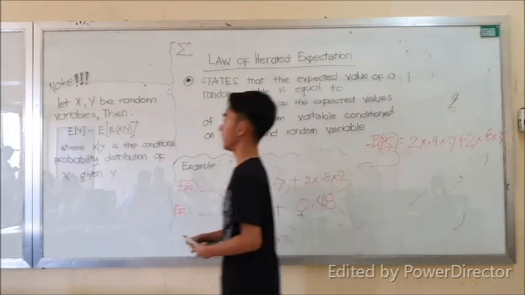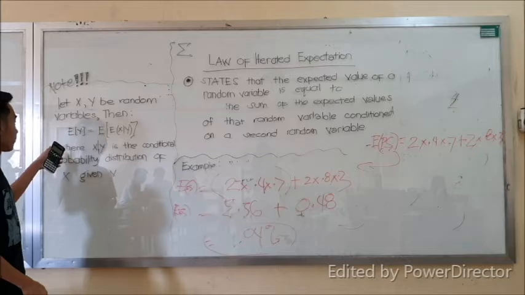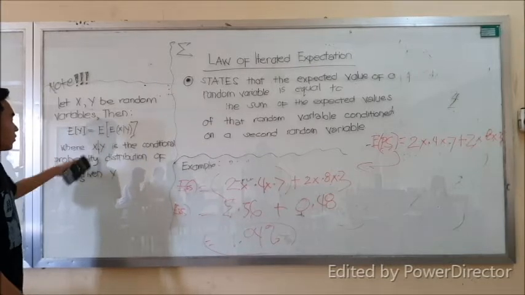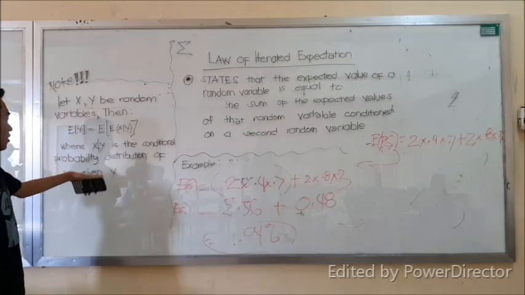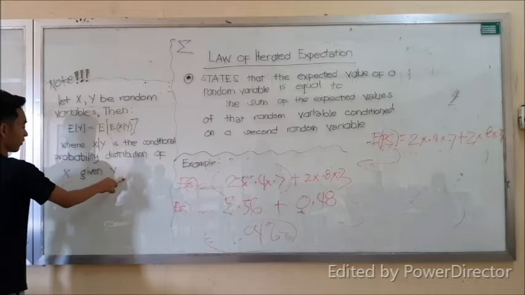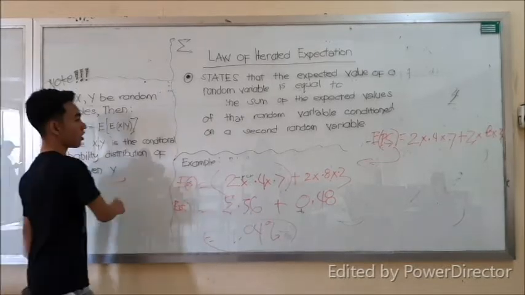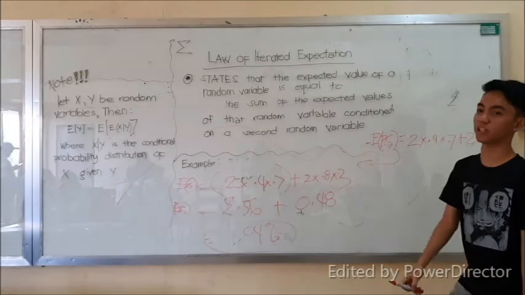The formula will be: let X and Y be random variables, then the expected value of Y is equal to the sum of the conditional expectations of Y given X, weighted by the probabilities of X. Now, all of this is how you do the law of iterated expectation.